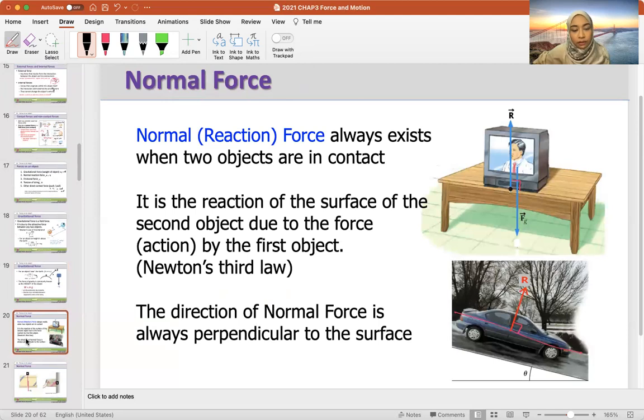Okay. And then we have the normal reaction force. Normal or reaction force always exists when two objects are in contact. So you have this TV, it is in contact with the table. And the TV will always apply some force because there is some weight. So here the weight is Fg going down, and there is a reaction force because of this contact. Okay, let me rephrase that. First of all, we have this TV, right? For now, don't think about Newton's third law.